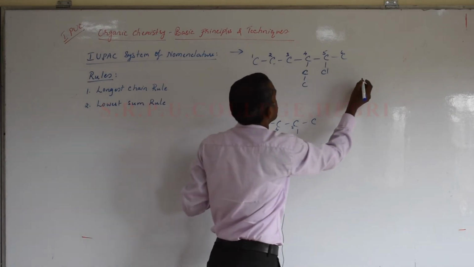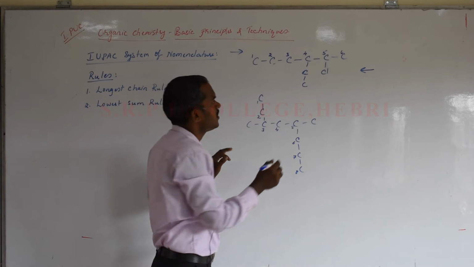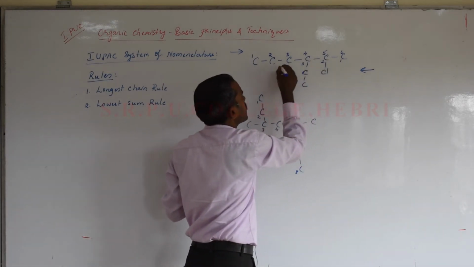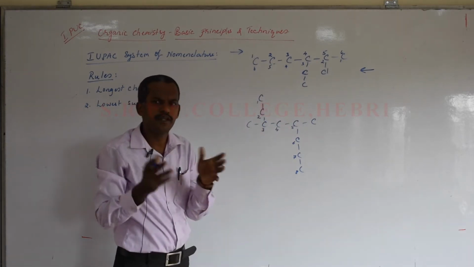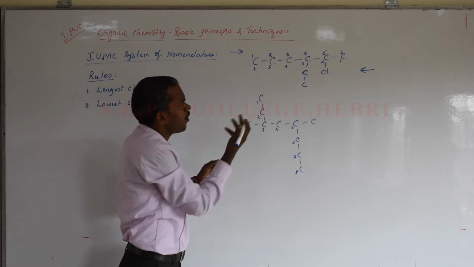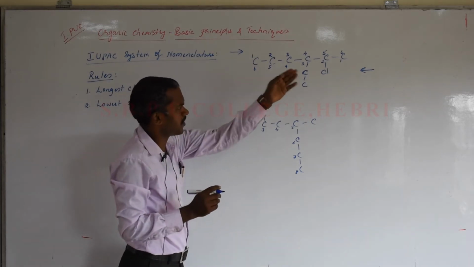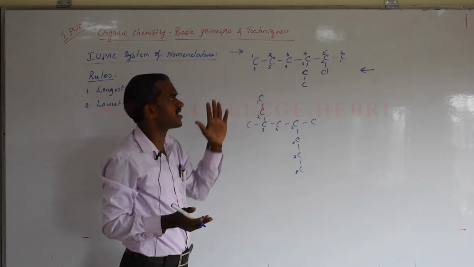Suppose you number it from right to left, try to understand, students. This is the first carbon atom, second, third, fourth, fifth, and the last sixth carbon atom. Many of you are thinking now that the longest chain rule is not applicable there, because if you number it from left to right or right to left, you are getting the same number of carbon atoms, 6 carbon atoms only. The root word remains hex.